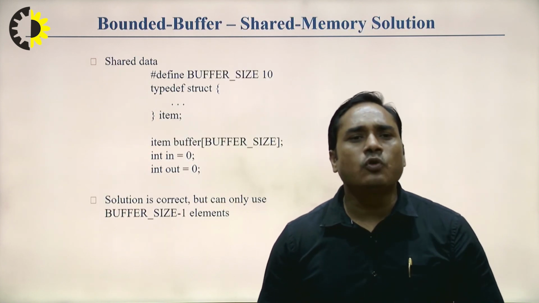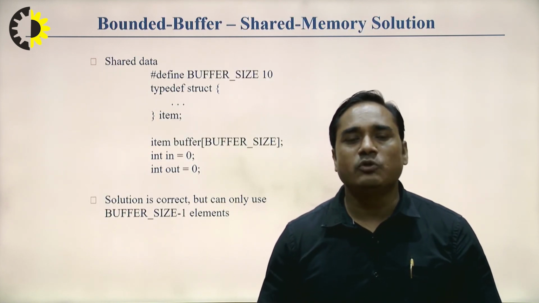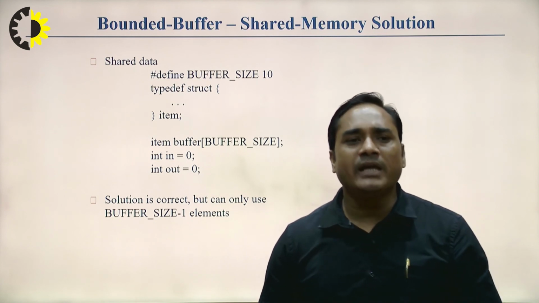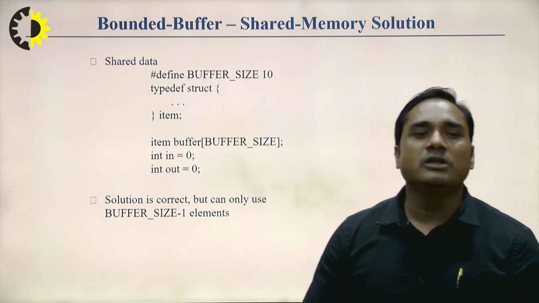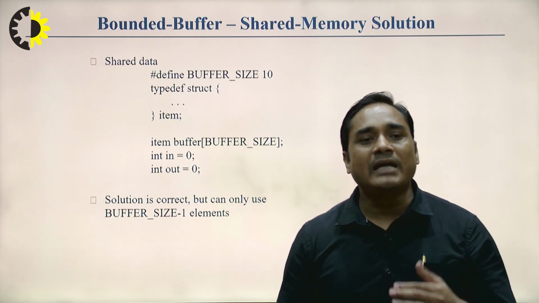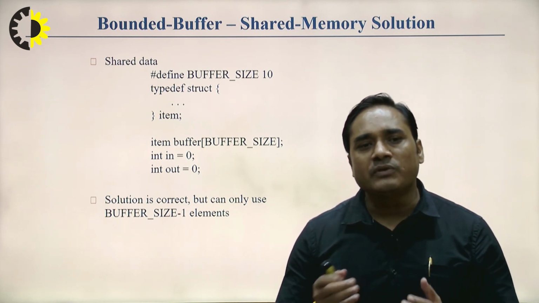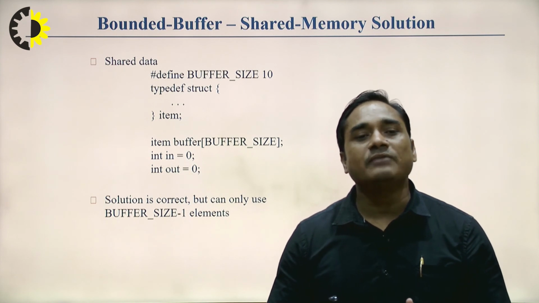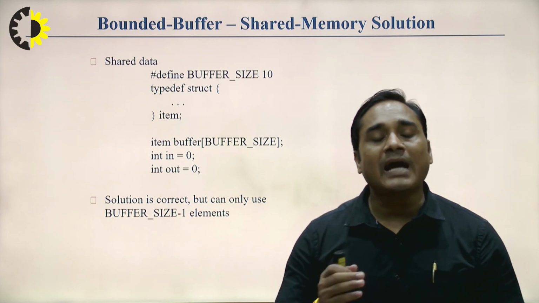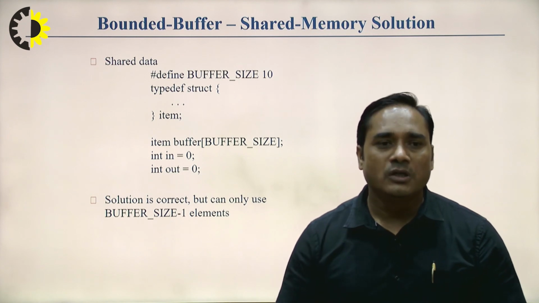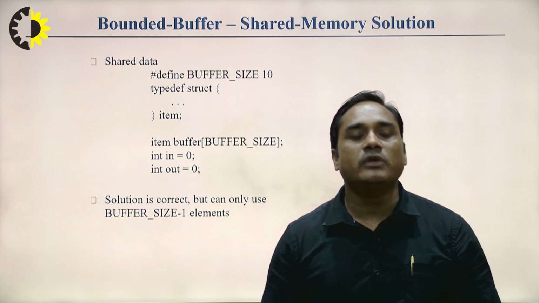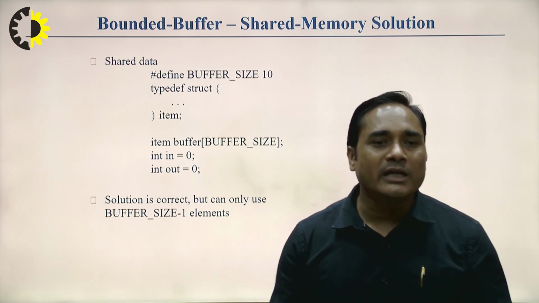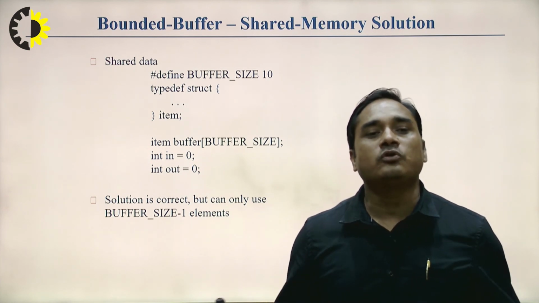So here is the code for the bounded buffer shared memory solution. The shared data is given here. Let's say you have defined the buffer size as 10. You are going to use the data structure and the items: item buffer[BUFFER_SIZE], where you have defined the buffer size. Then, what items are we going to produce? Initially, int in = 0 and int out = 0. So at the initial state, there is no item in the buffer and no output is given here.